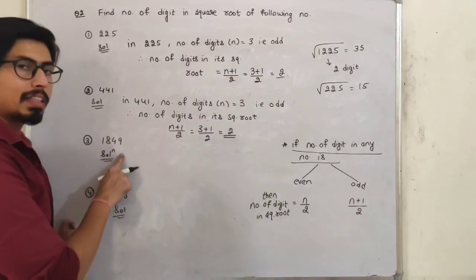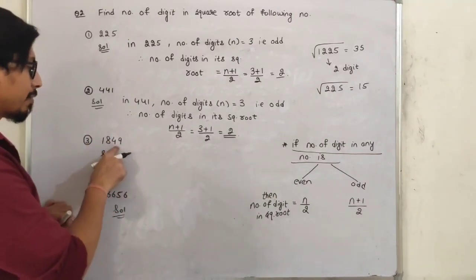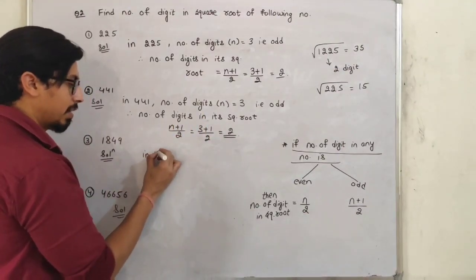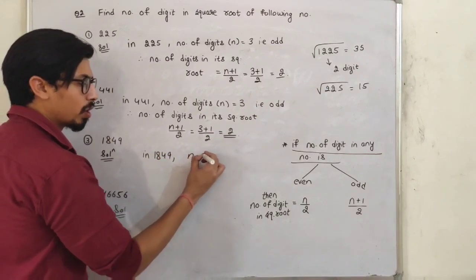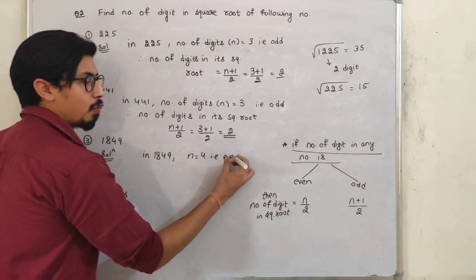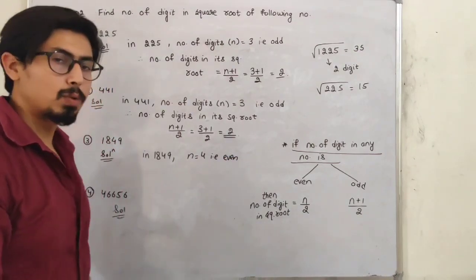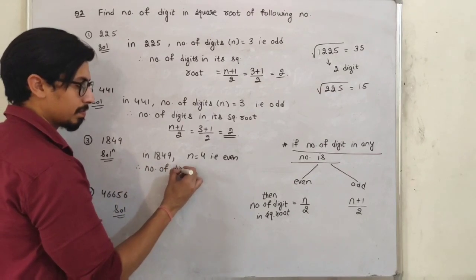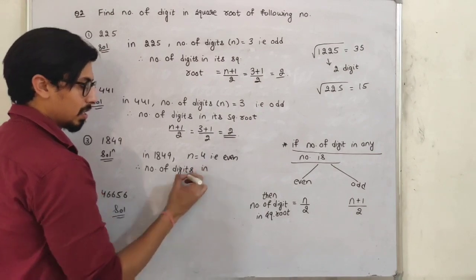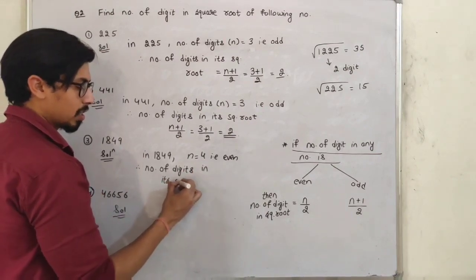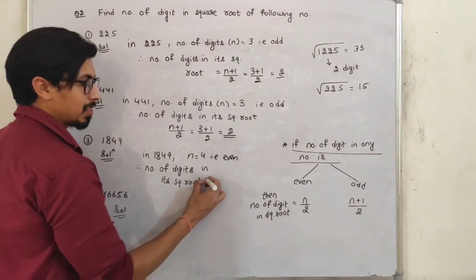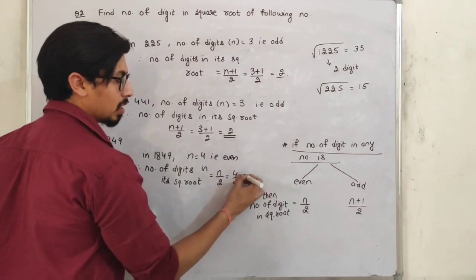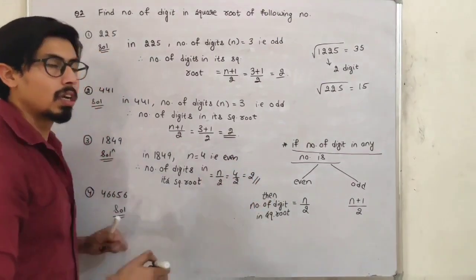Now the next part is 1849. See students, in 1849 there are 4 digits. So the value of n is 4. That is an even number, and for an even number we have the formula n by 2. Therefore the number of digits in its square root is n by 2, where the value of n is 4. So 4 by 2 is 2. So our answer is 2, students.